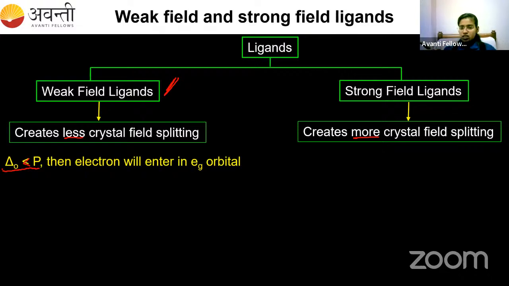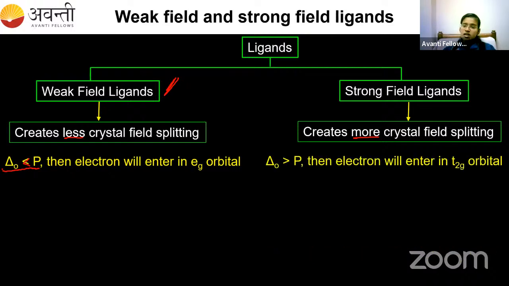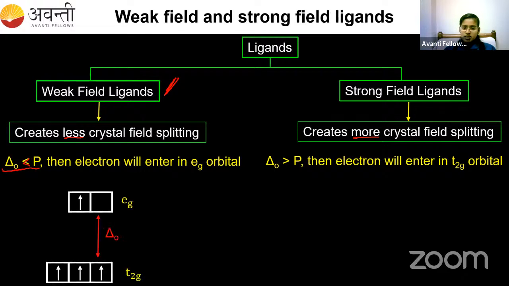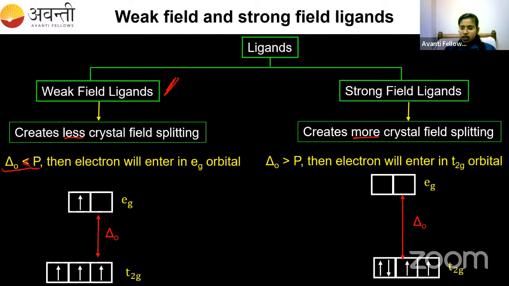In the other case, the splitting is more. What is splitting? Delta O. Delta O is more than the pairing energy. Then in this case, the electron will not jump into the higher energy orbital since the gap is very high. So the fourth electron will come and occupy the lower energy T2g orbital itself. So here the splitting is very small and here the splitting gap is very high. Here the electron gets paired up, but here it goes to the Eg orbital.